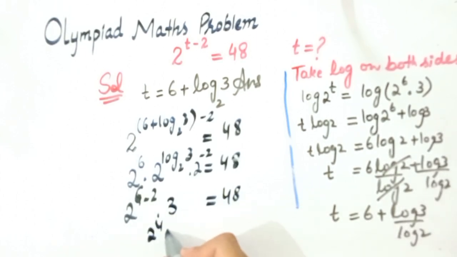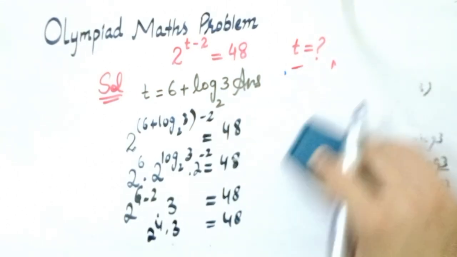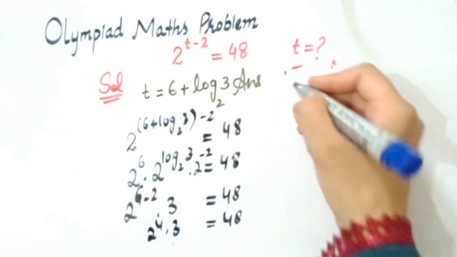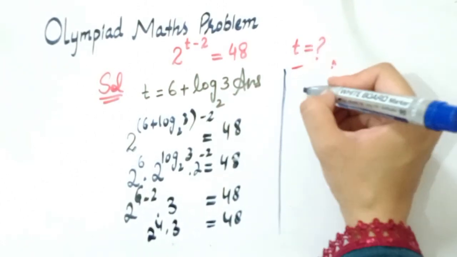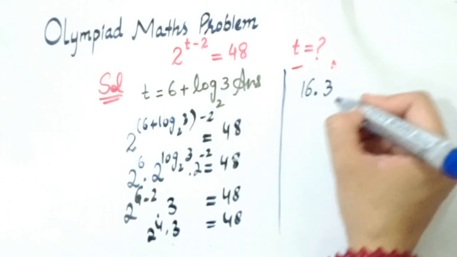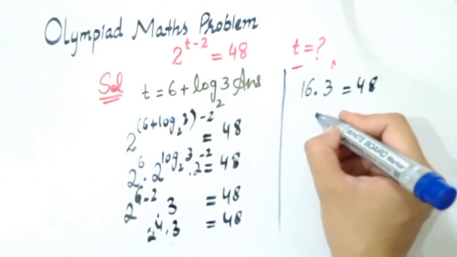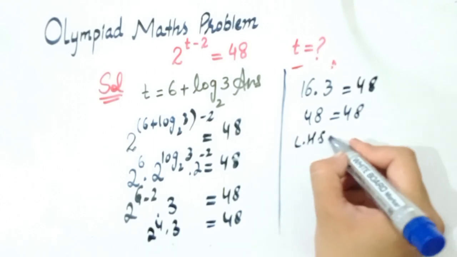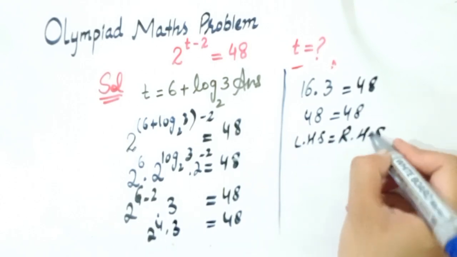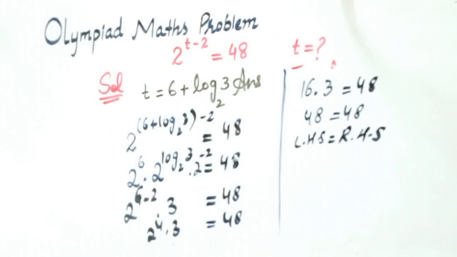So 2 raised to power 4 into 3, we get 16. So 16 into 3 is 48. It means left hand side equals right hand side. That gives us our solution is correct.